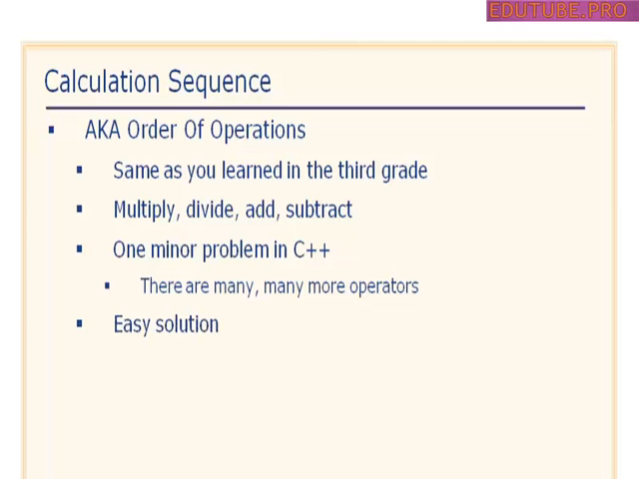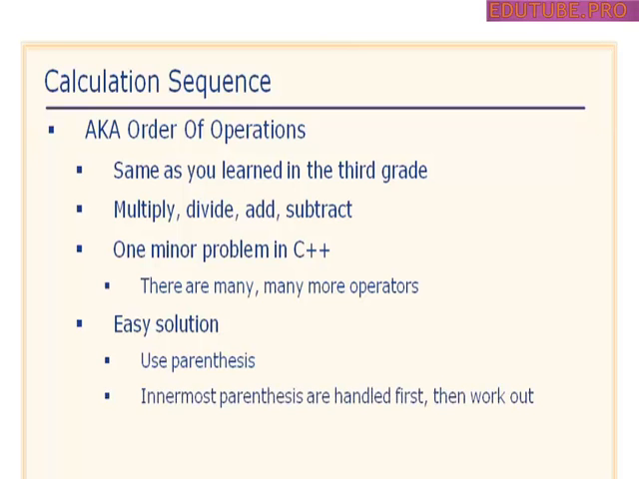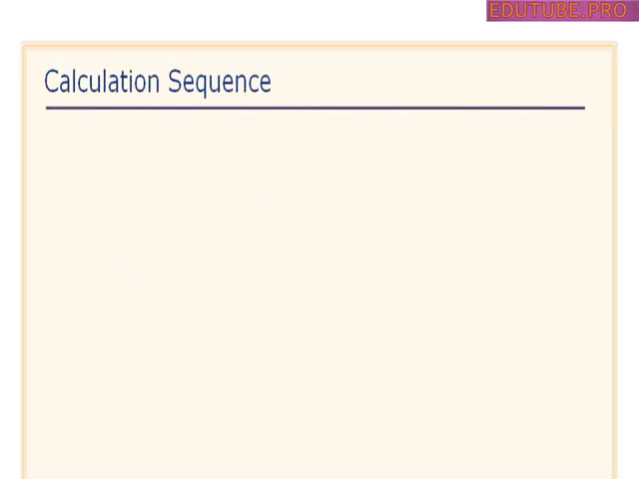Well, the easy way to do this is simply to make friends with parentheses and use parentheses to group things because, again, just like you learned in 3rd grade, I learned it in 3rd grade, you may have learned it 2 years before you started kindergarten. The innermost parentheses get handled first, and then you work out from there. So you always go to the innermost parentheses, then the next innermost, and the next innermost, and finally you work your way out.